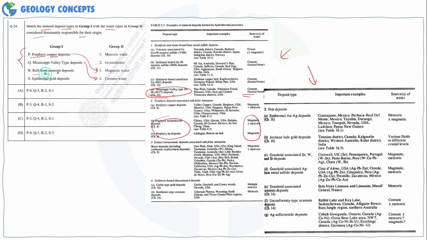Then there are roll front uranium deposits. These are deposits which are found underground, confined between 2 impervious layers, so they are found to be formed by groundwater. And epithermal gold deposits from meteoric water, as you can see here. So the correct answer here again will be 3, 4, 2, 1, which is C.